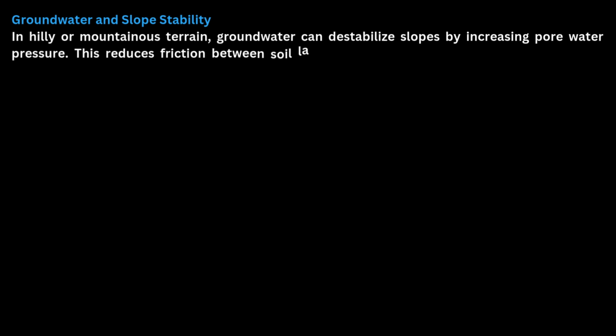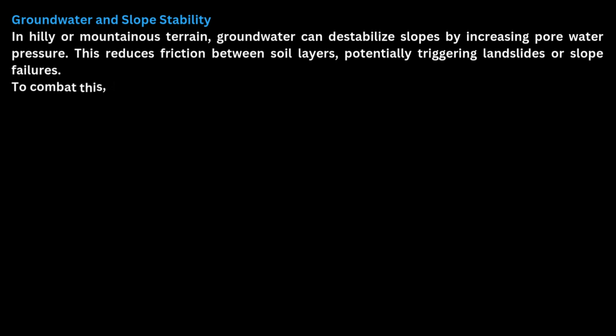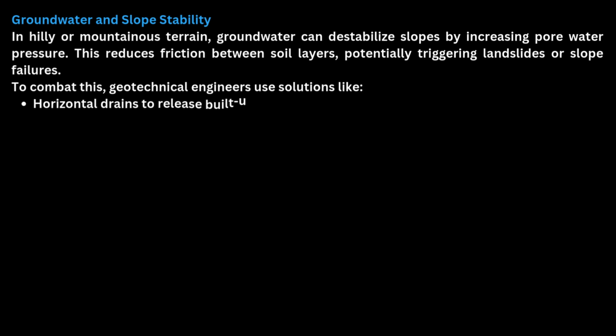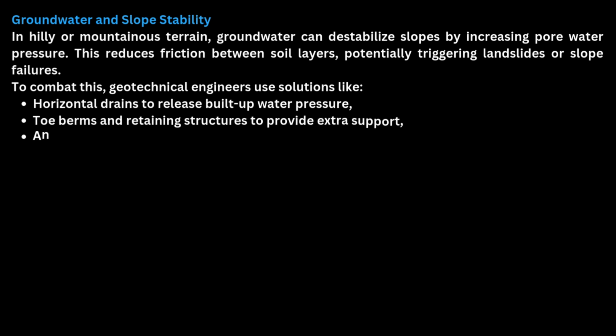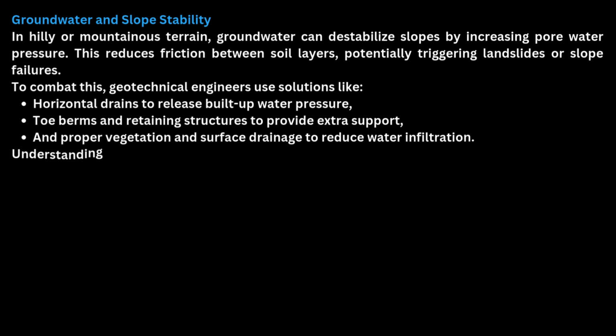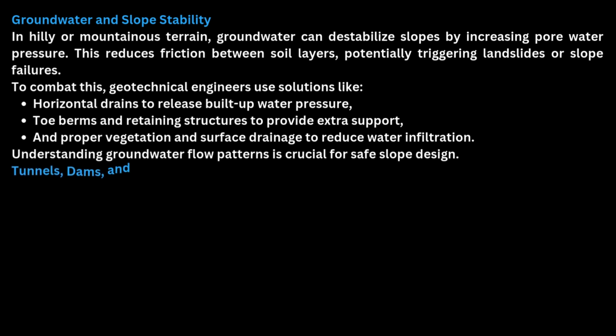Groundwater and slope stability. In hilly or mountainous terrain, groundwater can destabilize slopes by increasing pore water pressure. This reduces friction between soil layers, potentially triggering landslides or slope failures. To combat this, geotechnical engineers use solutions like horizontal drains to release built-up water pressure, toe berms and retaining structures to provide extra support, and proper vegetation and surface drainage to reduce water infiltration. Understanding groundwater flow patterns is crucial for safe slope design.